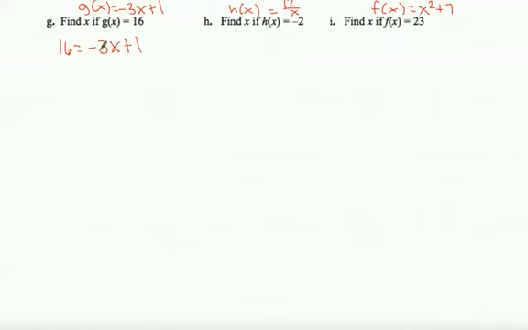So the first thing I'm going to do to try to get this x to be by itself is get rid of this plus 1. So I'm going to subtract 1 from both sides. That's going to give me 15 equals negative 3x. And then to get x by itself, I would divide both sides by negative 3.